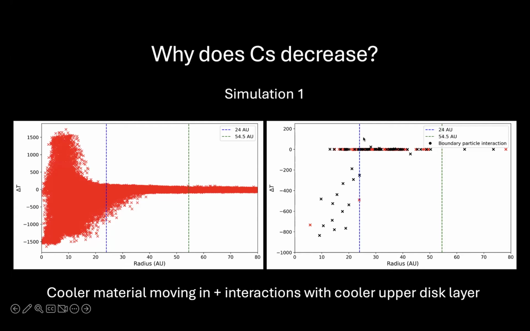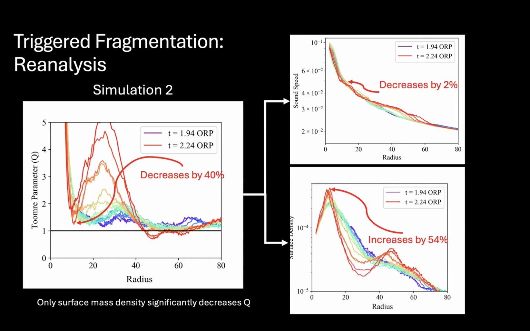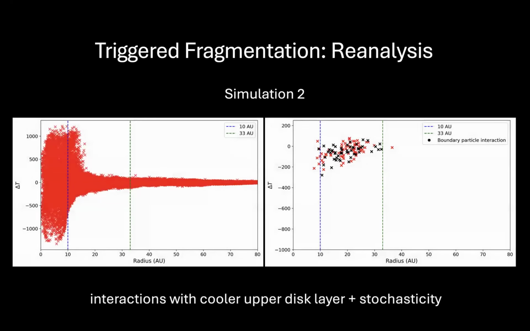And the rest 50% of them are just cooling down because cooler material from the outside is moving in. So with simulation one, we have a very nice story about the temperature decreasing, both of them contributing, and why that's happening. But for simulation two, when we look at the same kind of curves, we have again delta t versus r with different locations of the formation of fragments.